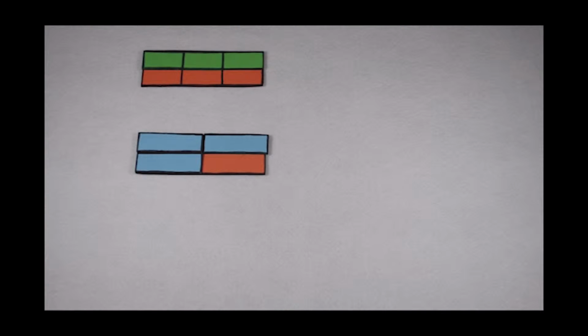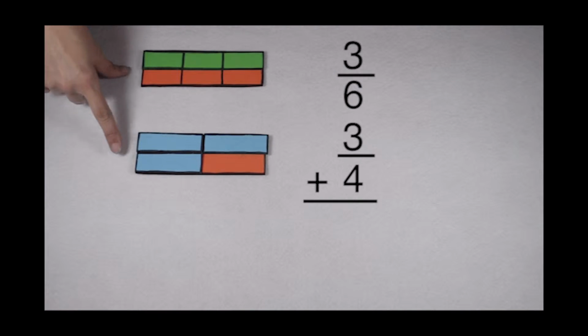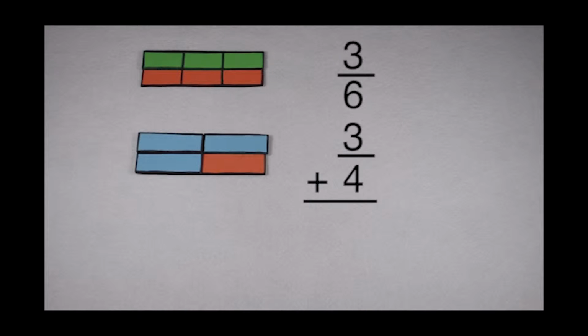We're going to look today at adding 3/6 plus 3/4. The first thing we notice about our fractions is that they don't have a common denominator. So we need to find the least common multiple of 6 and 4 to use as our new denominator.